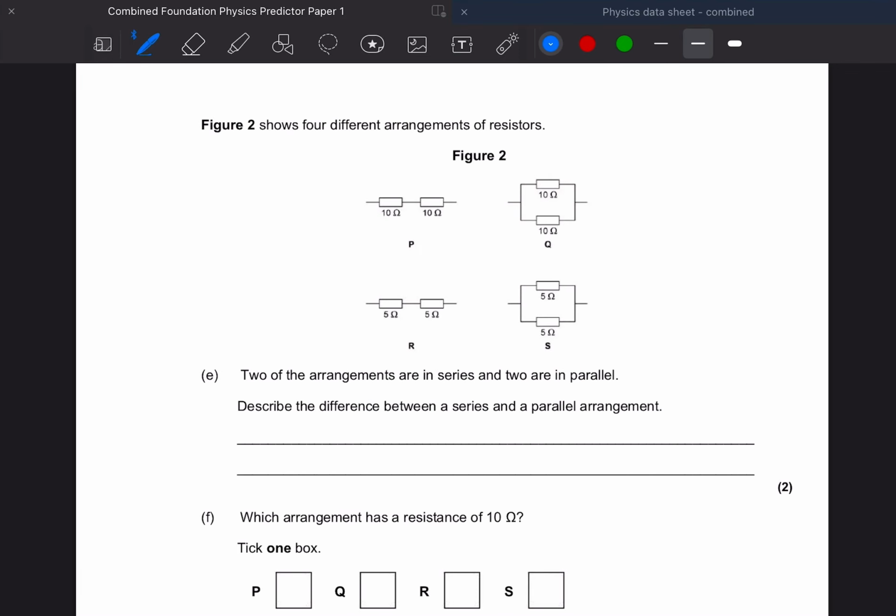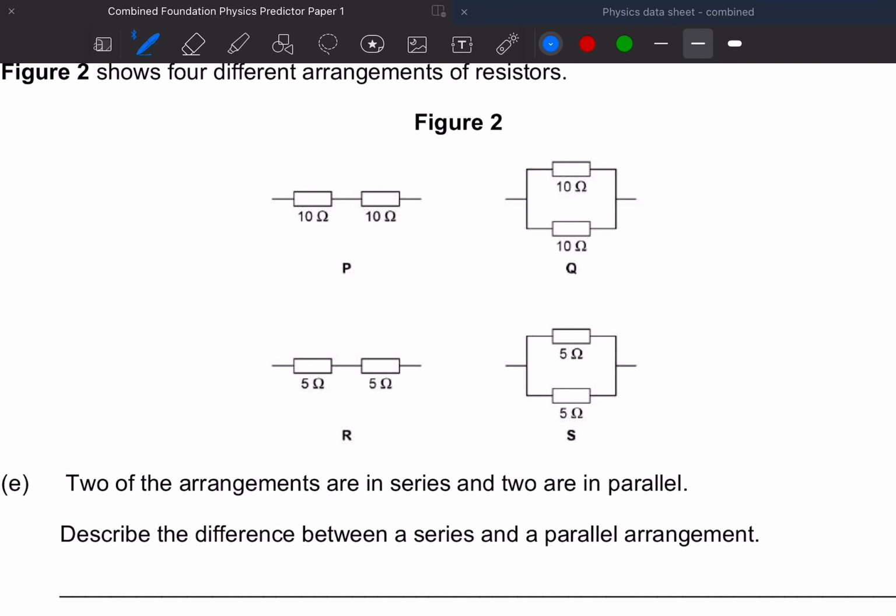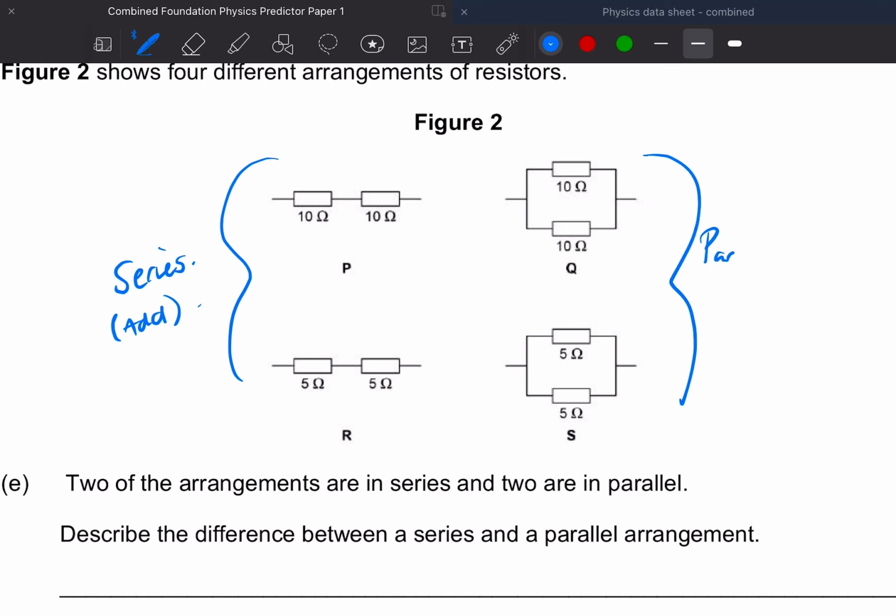Figure 2 shows four different arrangements of resistors. So we've got these two here are series. What that means is one after each other. So in series, you add them together. And these two here are parallel. So in parallel, the rule is the resistance is less than the lowest resistor.